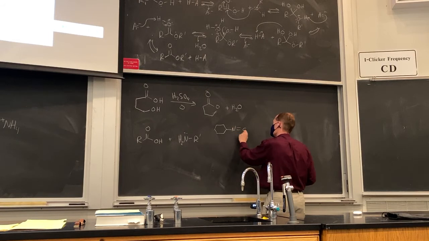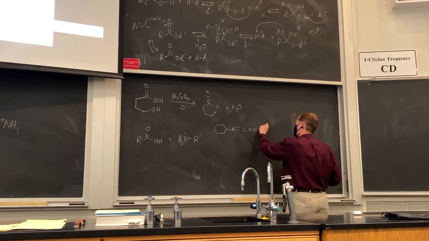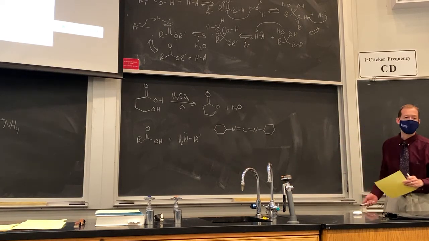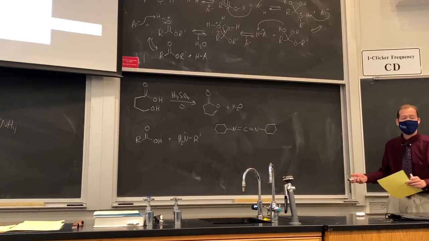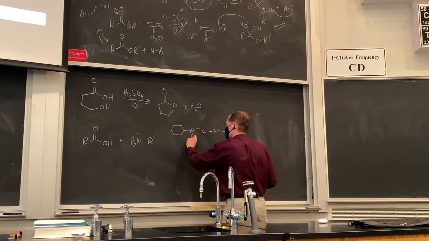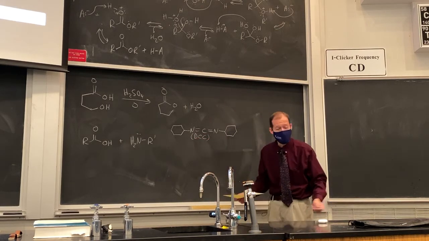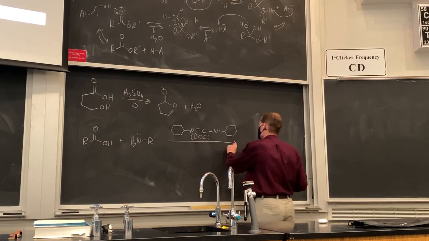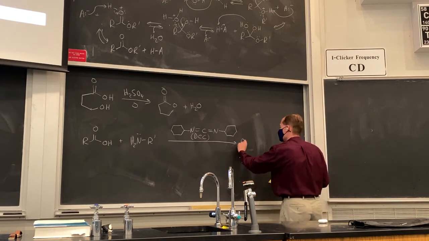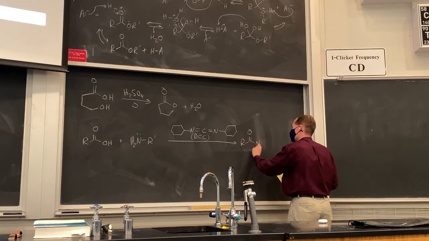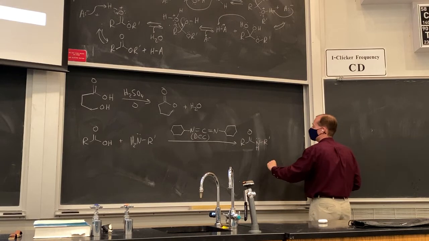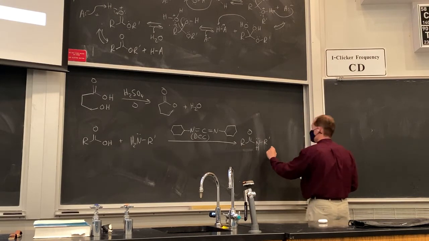Okay? So first I'll draw the structure of dicyclohexyl carbodiimide. These are the 2 cyclohexyl groups. This functional group here that looks unusual is referred to as a carbodiimide. So we call this DCC for short. And if we mix it with an amine and a carboxylic acid, we can form an amide. Okay? And then there's going to be a byproduct that is generated.